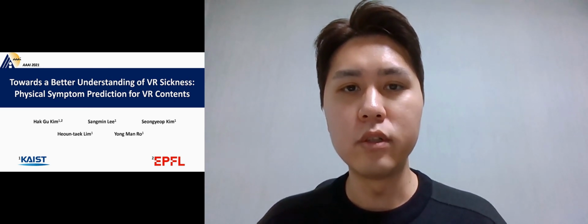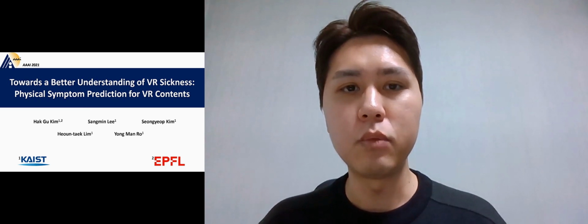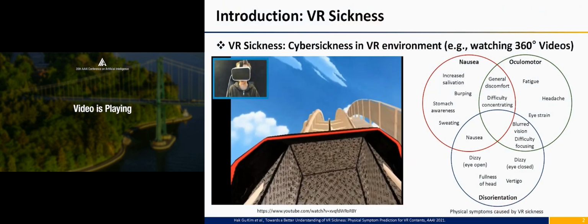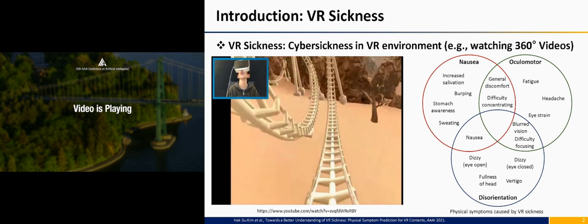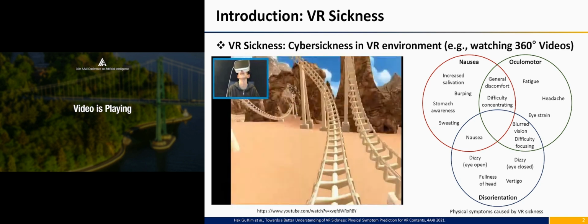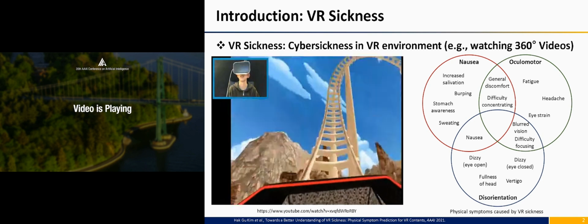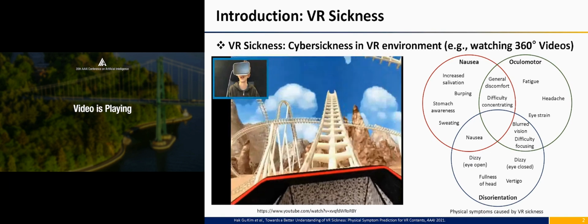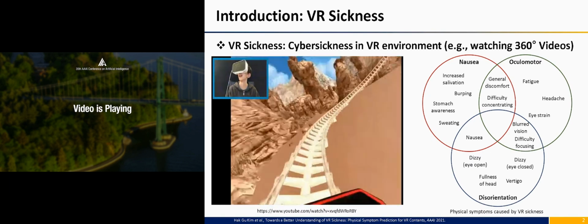Today I'm going to present our research on towards a better understanding of VR sickness, physical symptom prediction for VR contents. VR sickness is one of motion sickness in virtual environments. According to the studies, approximately 80% to 95% of viewers exposed to VR experience reported some level of VR sickness. And the VR sickness could lead to various types of physical symptoms, including discomfort, fatigue, dizziness, vertigo, and even burping.